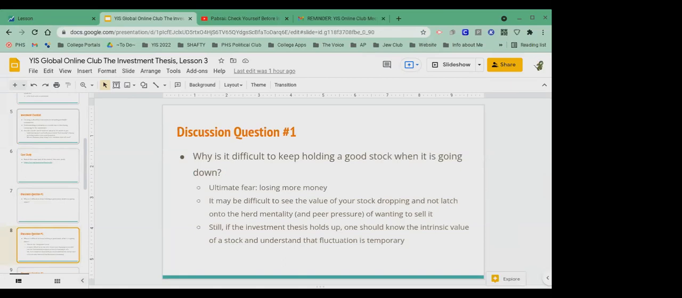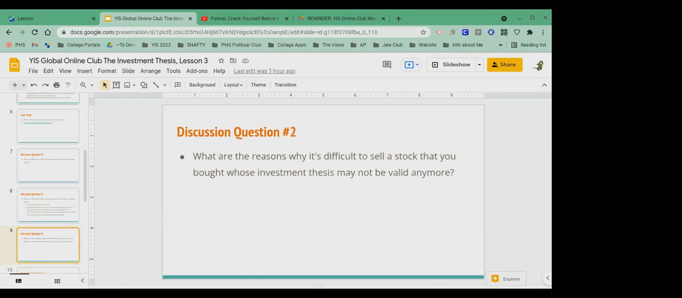But if the investment thesis holds up, as it did for the example with James, then one should know the intrinsic value of a stock and understand that this fluctuation is temporary. Moving on to our second question.